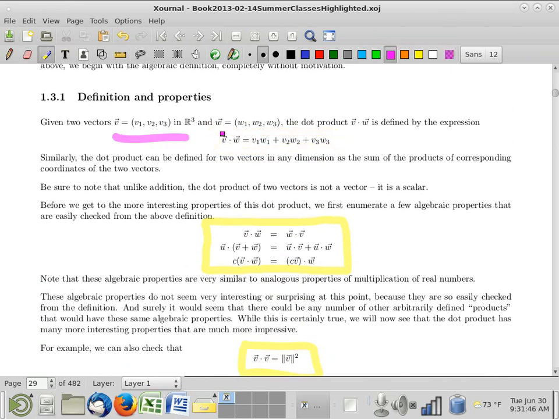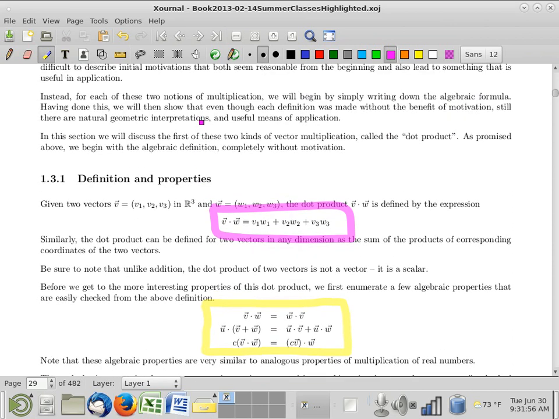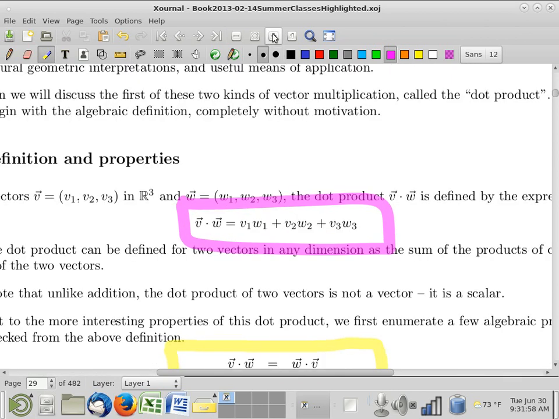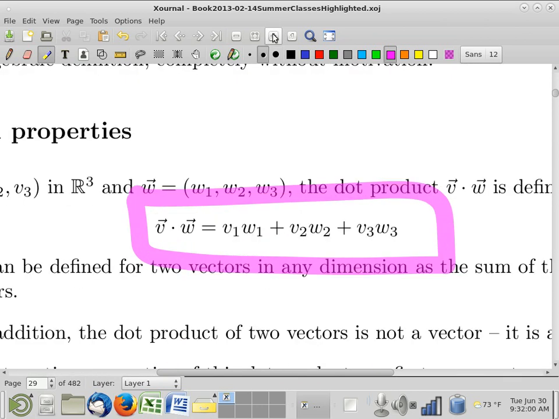So here's the formula. If you have two vectors in R3, then this is the formula for what we call the dot product of those two vectors. Now let me zoom in on that actually. Quick moment. You'll notice that in this formula there is a dot in between the two vectors.